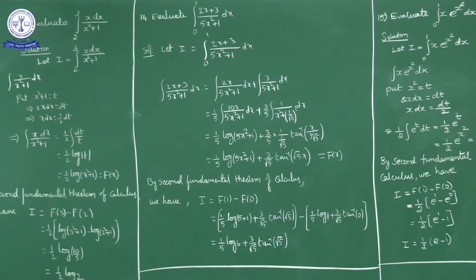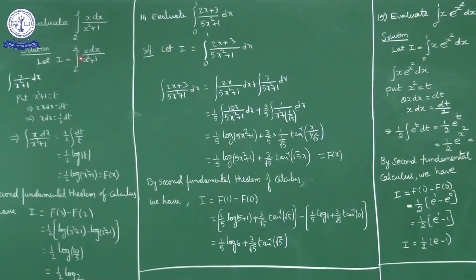Hello students, we were discussing exercise 7.9. Okay, 13th question. Evaluate the integral from 2 to 3 of x dx upon x square plus 1. Evaluate the integral from 2 to 3 of x dx upon x square plus 1.